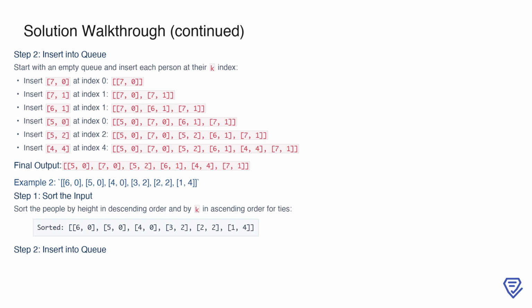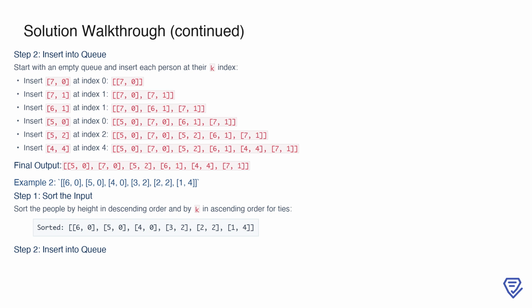Next, 5 2 is inserted at index 2, placing it between 7 0 and 6 1, resulting in 5 0, 7 0, 5 2, 6 1, 7 1. Finally, 4 4 is added at index 4, pushing 7 1 one position further to the right, and we get the final queue 5 0, 7 0, 5 2, 6 1, 4 4, 7 1. This process ensures that each person is placed in the correct position based on their k value.